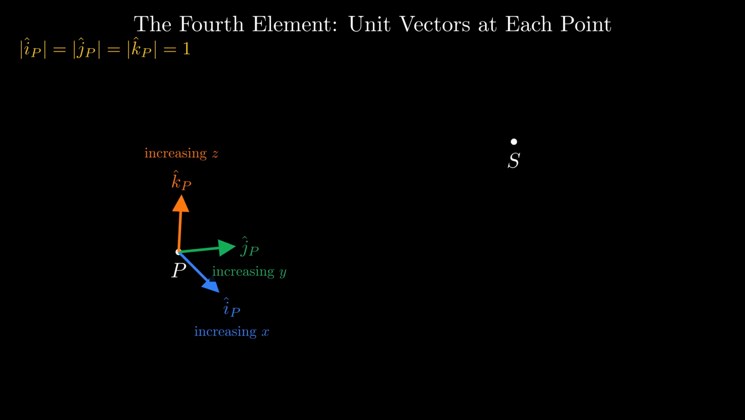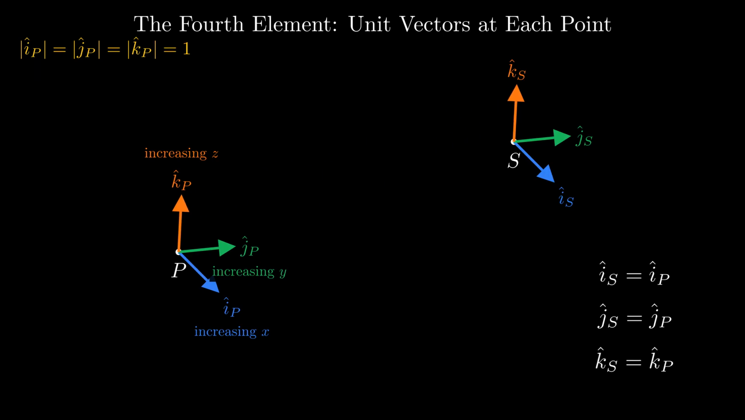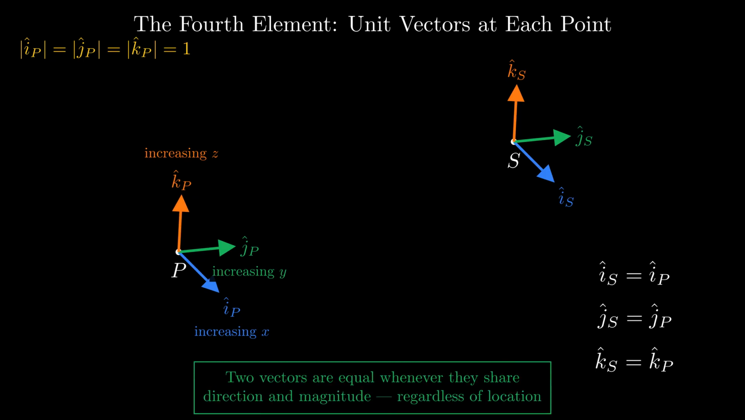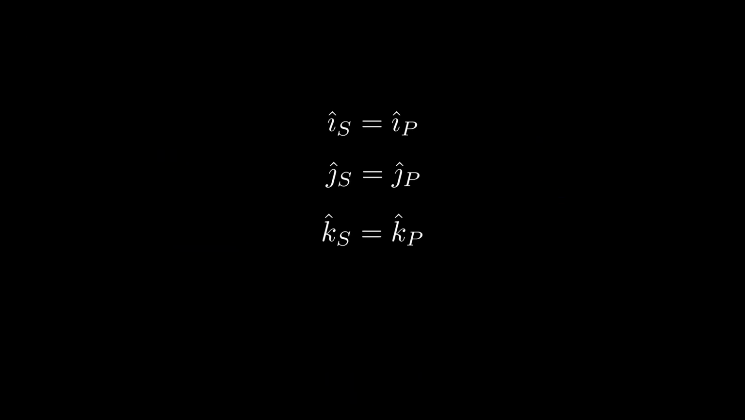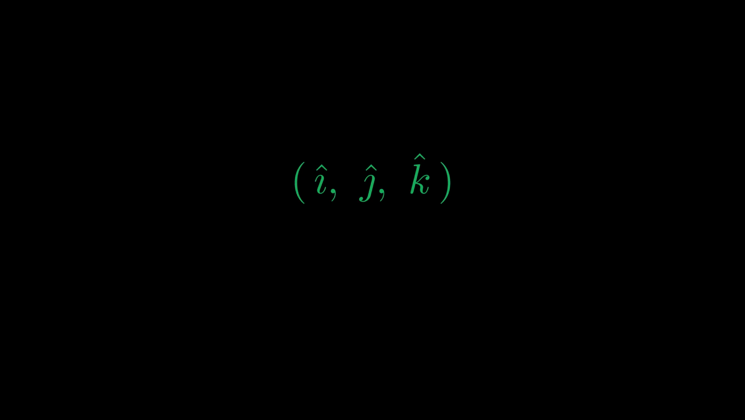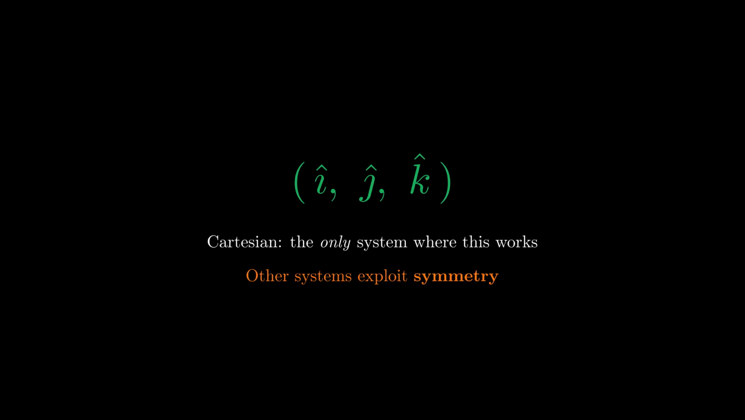Pick a different point S and define its unit vectors the same way. The result: î at S equals î at P, ĵ at S equals ĵ at P, and k̂ at S equals k̂ at P. Two vectors are equal whenever they share direction and magnitude, regardless of where they sit. Because this equality holds everywhere, we drop the point labels and write simply î, ĵ, k̂. Cartesian is the only coordinate system where this works. Other systems exploit symmetry instead.